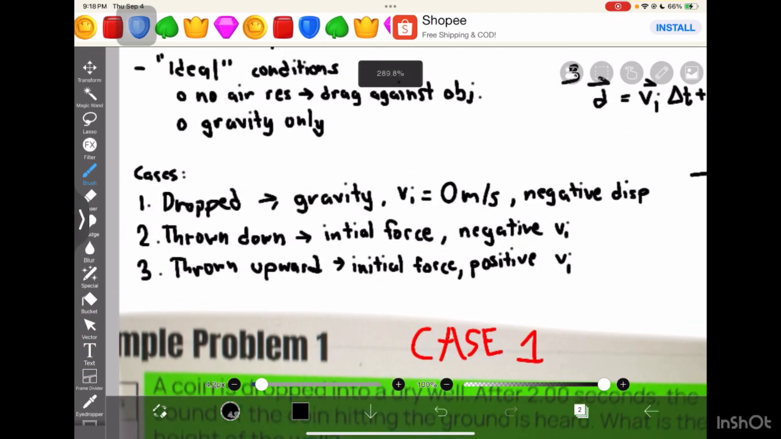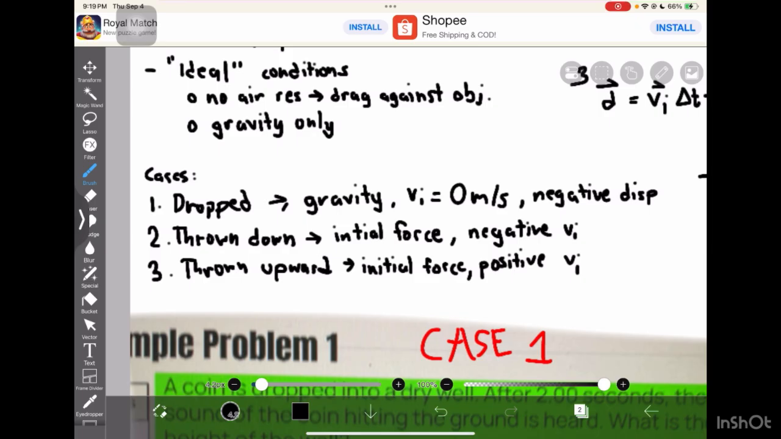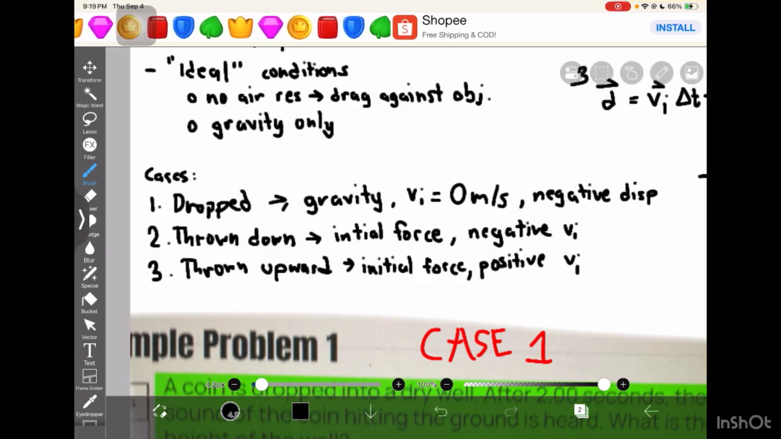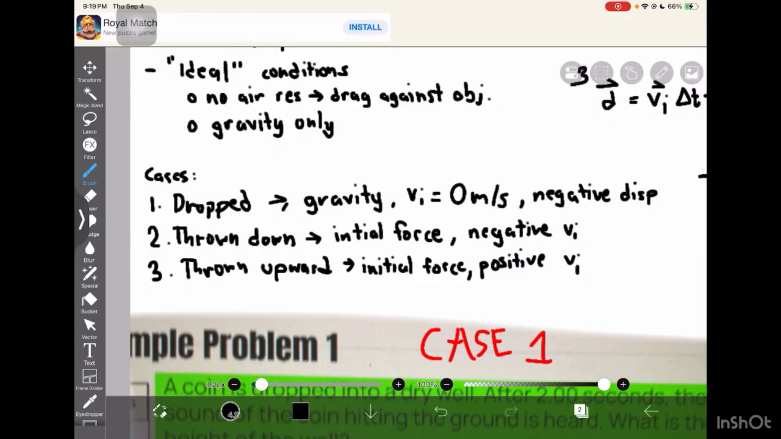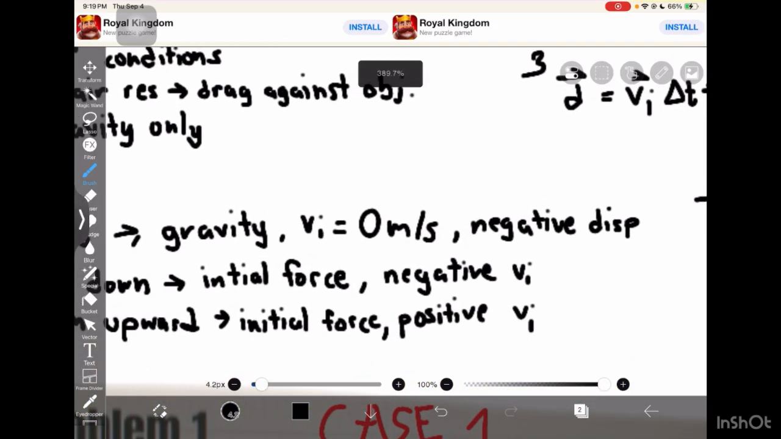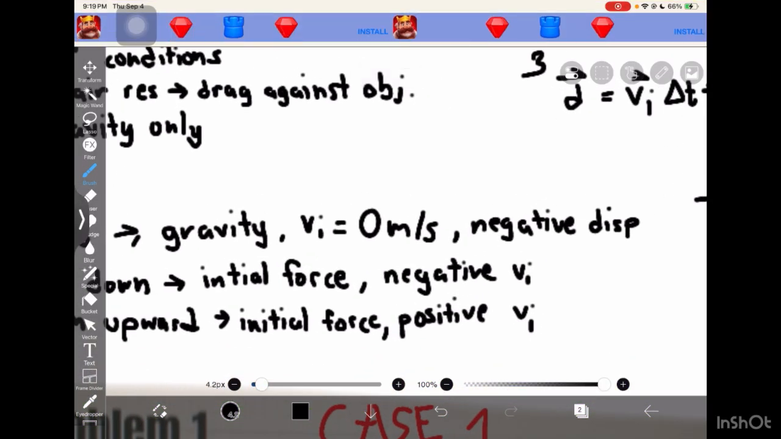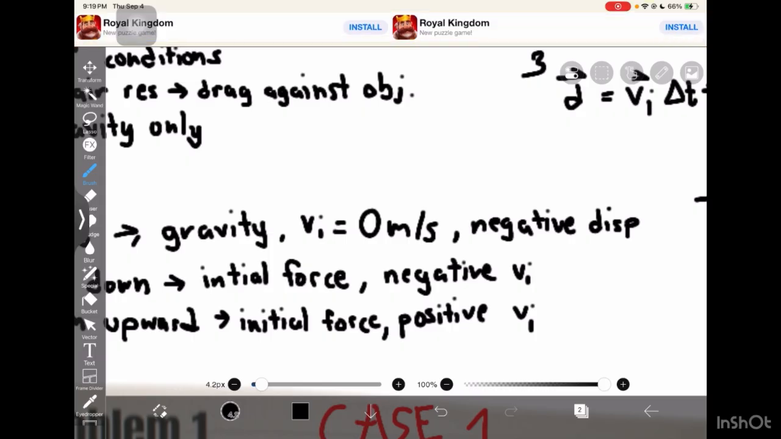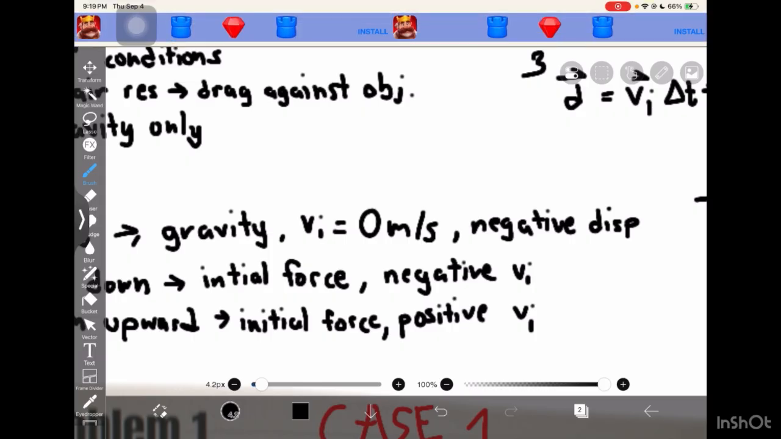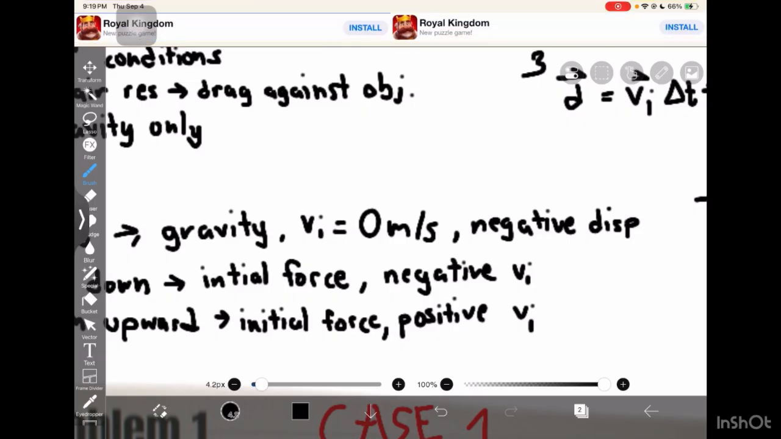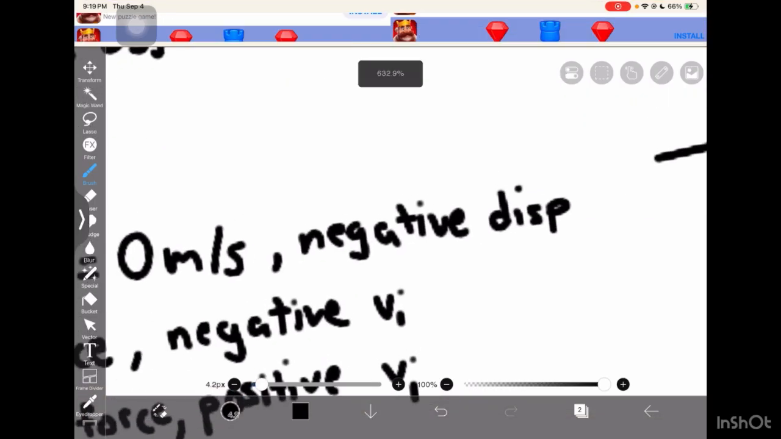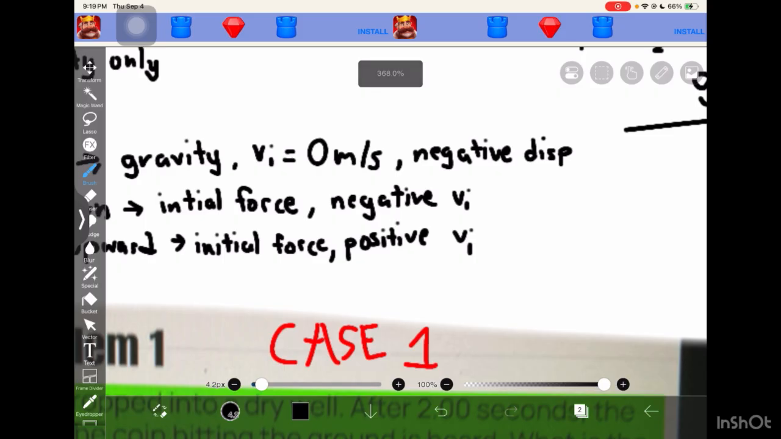So case 1. Case 1 is when you drop an object, like dropping a pen or dropping something accidentally. It has an initial velocity of 0 meters per second because there's no energy, you just dropped it. So it's just going to be affected by the force of gravity. And of course, since it drops south, and south is negative direction, it has negative displacement.